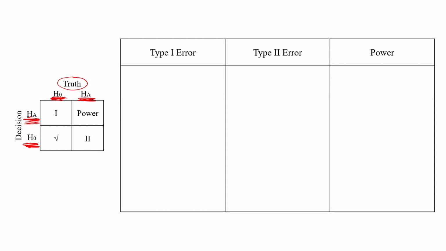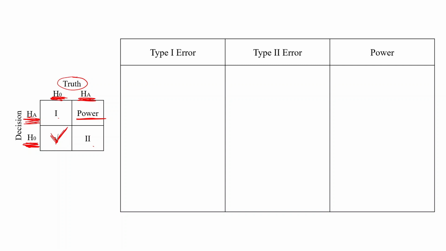And then once you've got that table set up, you fill in the 4 quadrants with this: error type 1, error type 2, correct decision, power, and then I just do a little check mark. This is supposed to be a little check mark. It doesn't have a fancy word for it, just check. It's a correct decision.